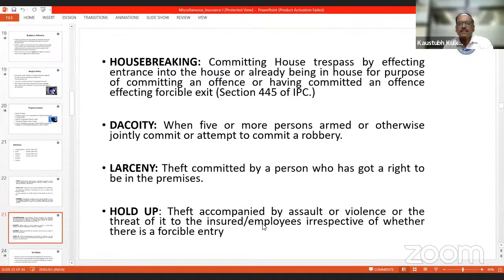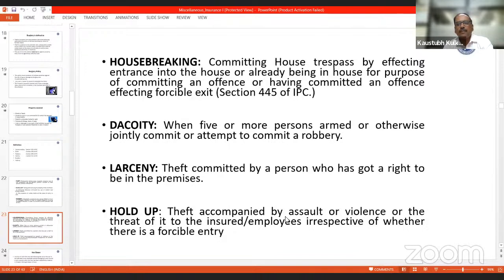Housebreaking, yes, this is again part of burglary only, wherein committing house trespass by effecting entrance into the house, or already being in the house. House means the business premises, for the purpose of committing an offense. Dacoity, when there are five or more than five persons, who may be armed or unarmed. When the number of persons is 5 or more, it is termed as dacoity. So it is a joint attempt to commit a robbery. It is called dacoity.